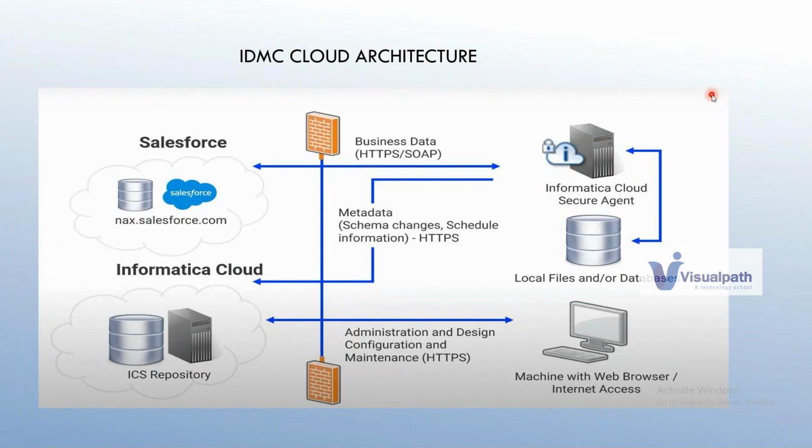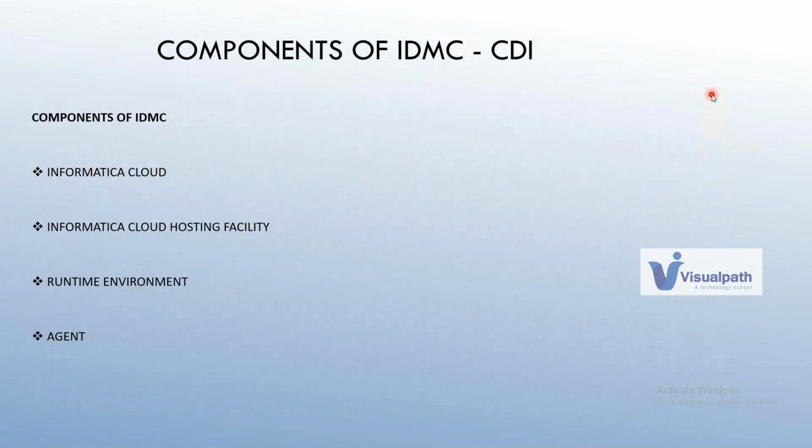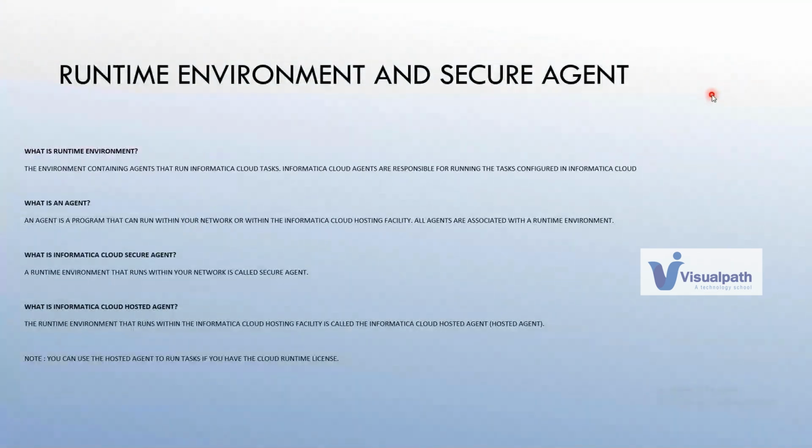Okay, so the components again: we need a cloud hosting facility, you need a runtime environment, and you need an agent. What is runtime? Runtime is something that I spoke about, the secure agent, right? For installing a secure agent, we need a runtime environment which is responsible for running your tasks. And the agent is something that is associated with your Informatica Cloud hosting facility. Like in the case of PowerCenter, we have a grid, and you have multiple nodes assigned to the grid.